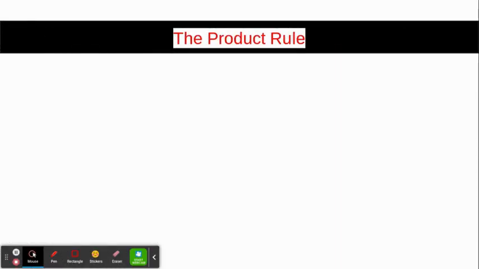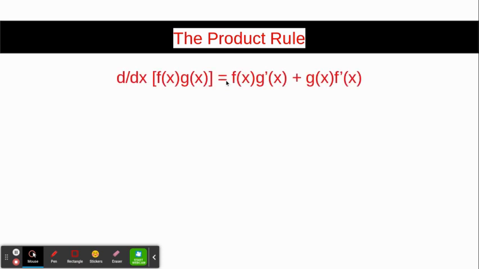So today we will be talking about the product rule, which is when you take the derivative of two differentiable functions that are multiplied together. The formula of the product rule is d over dx, f of x times g of x, equals f of x times g prime of x plus g of x times f prime of x.